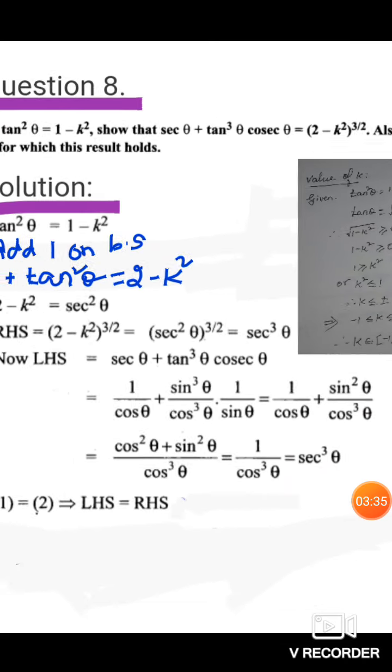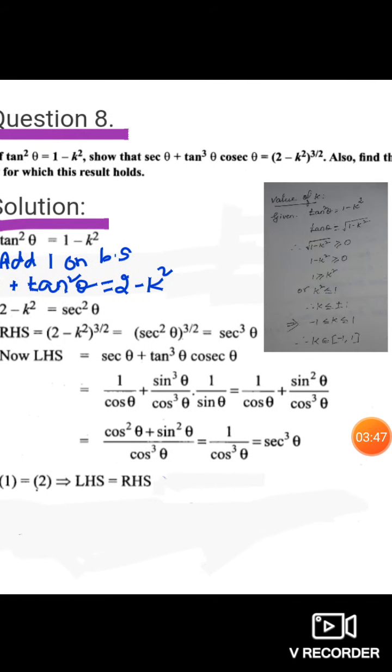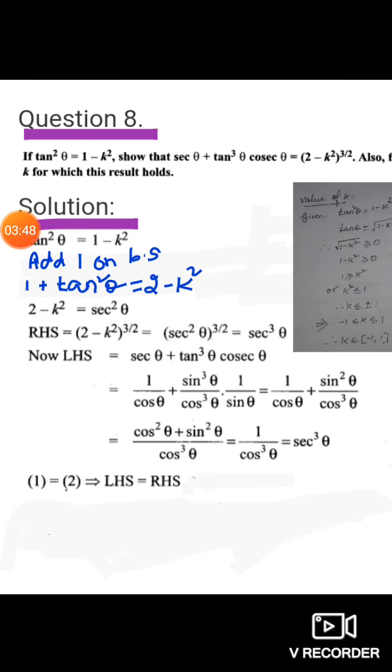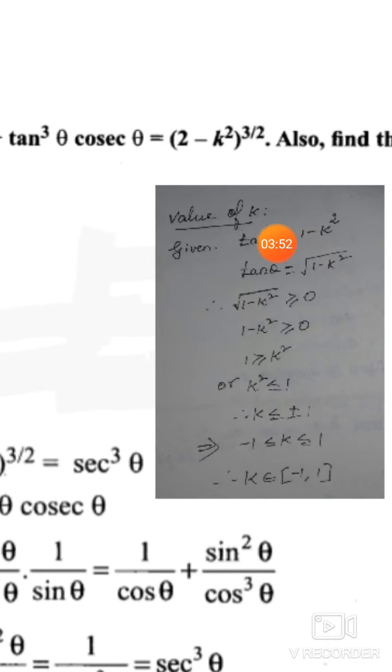Now see both equations, name this as 1 and this as 2. So from equations 1 and 2, left hand side is equal to the right hand side. Hence it is proved. And you are also asked to find the value of k for which the result holds. And at last you have to give this along with the proof. You have to find the value of k.